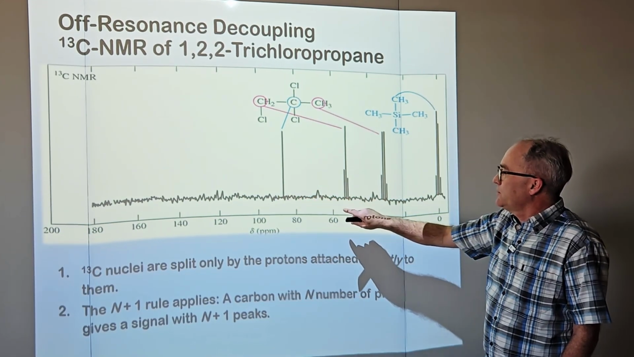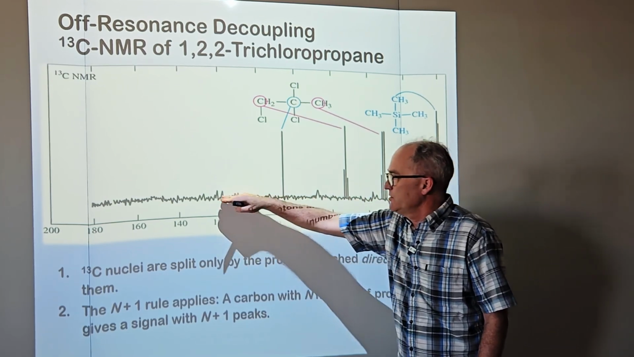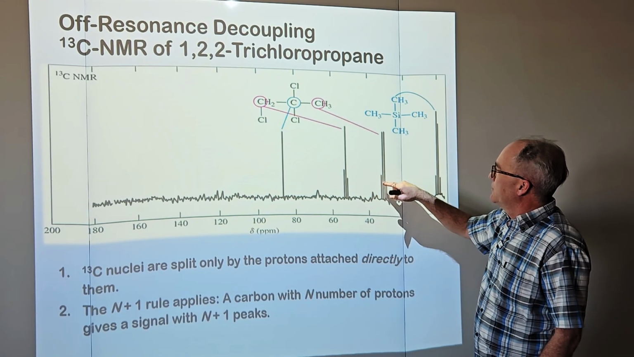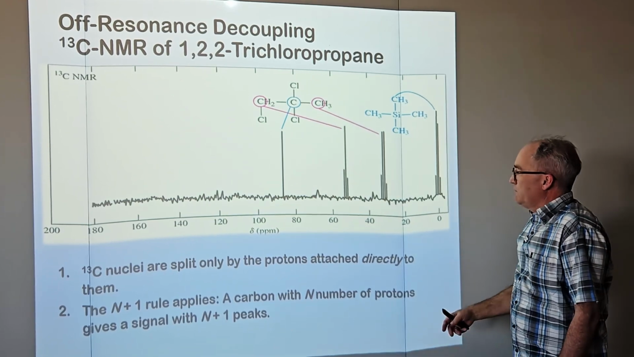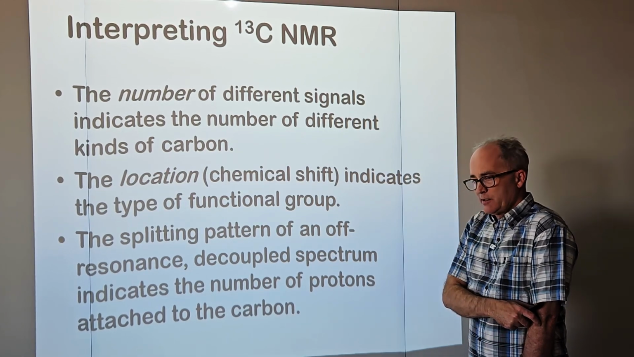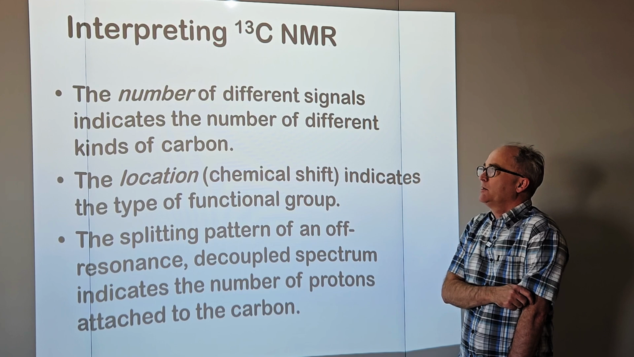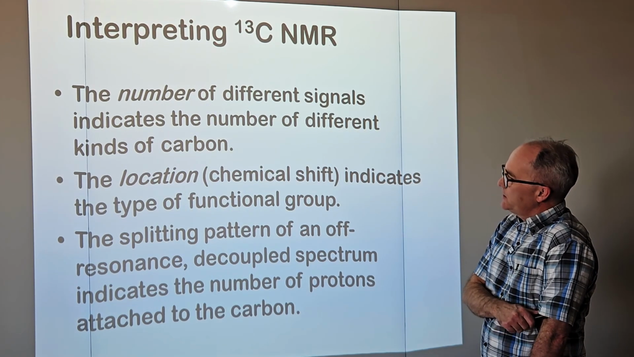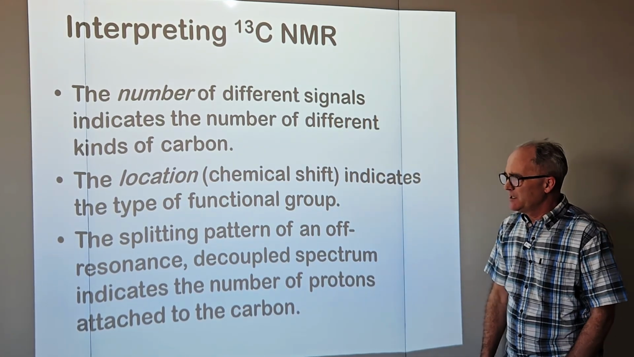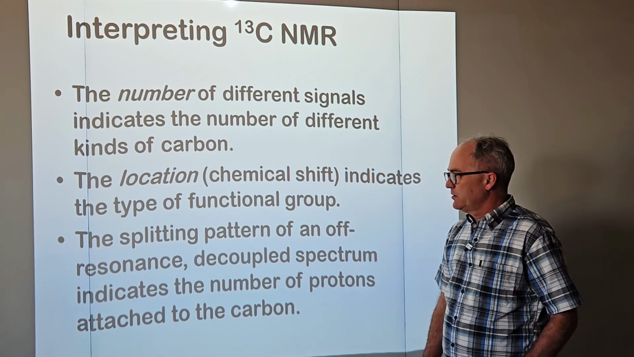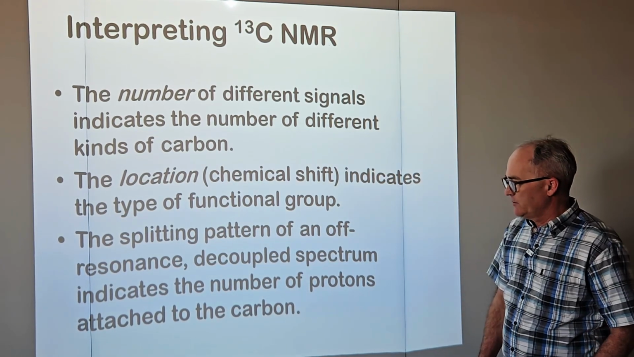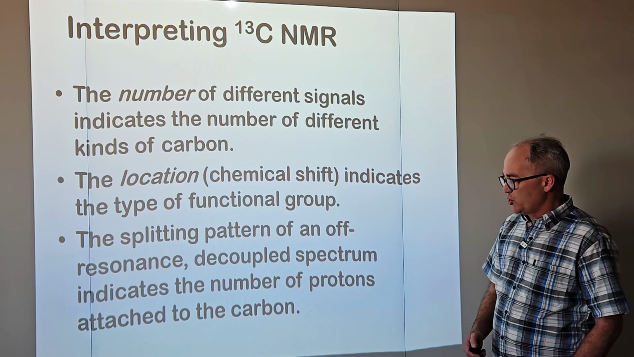So I think a carbon-13 spectrum gives you lots of information, tells you what type of carbons by where they're at. And in the off-resonance experiment where we let the protons split the carbon signal, we get to see how many protons are attached. So a lot of similarities interpreting a proton NMR spectrum and a carbon-13 NMR spectrum. The number of different signals indicates the number of different kinds of carbon. Very similar there. The location, chemical shift, indicates the type of functional group, how shielded or de-shielded it is, what's attached there. The splitting pattern of an off-resonance decoupled spectrum indicates the number of protons attached to the carbon.